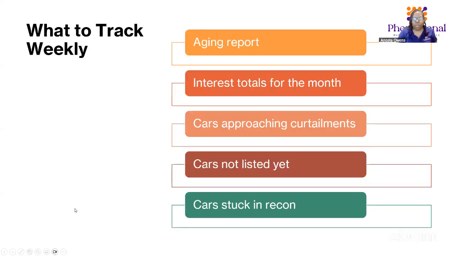What to track weekly? Your aging report, interest totals for the month, cars approaching curtailment, cars not listed yet, and cars stuck in recon. And as you review these things, you can see if there's any vehicles that you want to take off of the floor plan, because you can always pay off a vehicle at any time. You don't have to wait until you sell it. So there's some cars that you may feel like are probably going to take a while to sell, so you may as well pay it off so that you're not spending so much money on fees and interest and stuff like that.